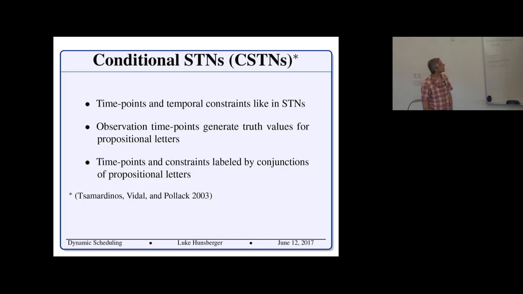So what do we have in conditional STNs, or CSTNs? We have time points and temporal constraints just like in an STN. But some of the time points are these special things called observation time points, like when you take the blood pressure. You control when you execute those time points, but you don't control the outcome of the observation. And then some of the time points and constraints can be labeled by conjunctions of propositional letters. So if you're doing 5 different tests, A, B, C, D, and E, maybe these 2 time points have to be separated by 100 seconds if A and B came out true, but C came out false.